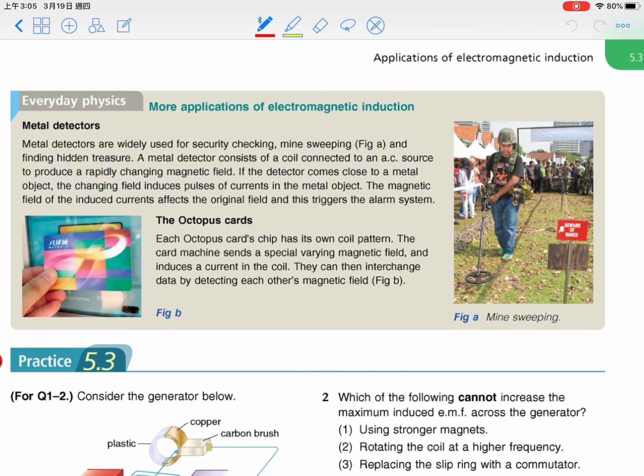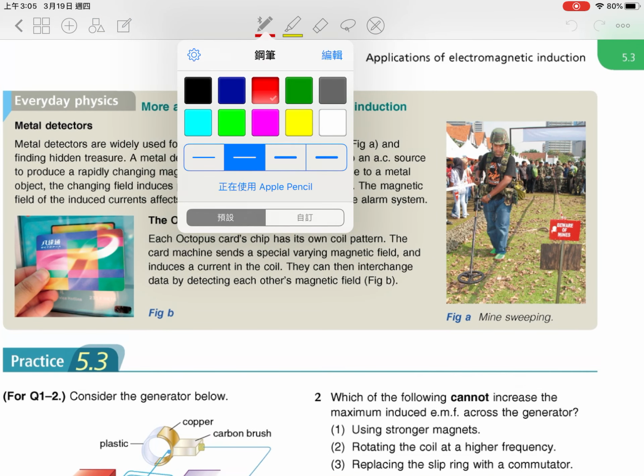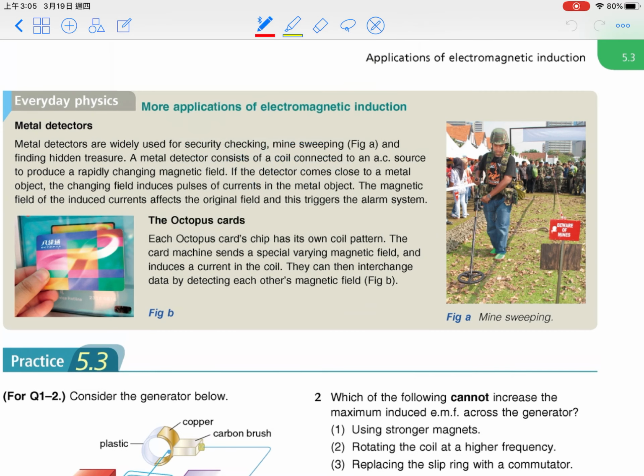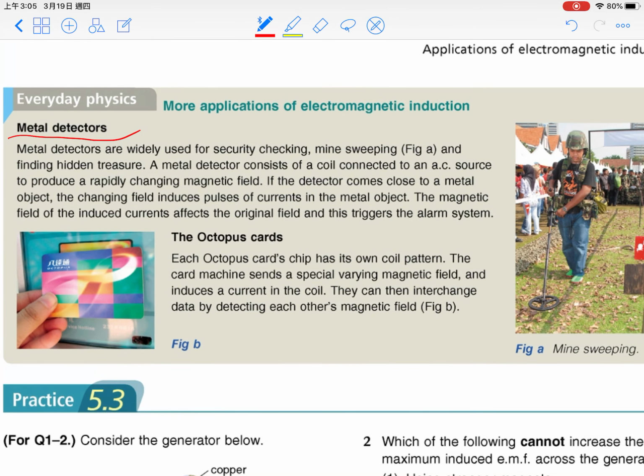Okay, everyday physics. Actually, there are many applications of electromagnetic induction. One is a metal detector. Do you know why? Now, a metal detector actually consists of a coil connected to an AC source, producing a changing magnetic field.